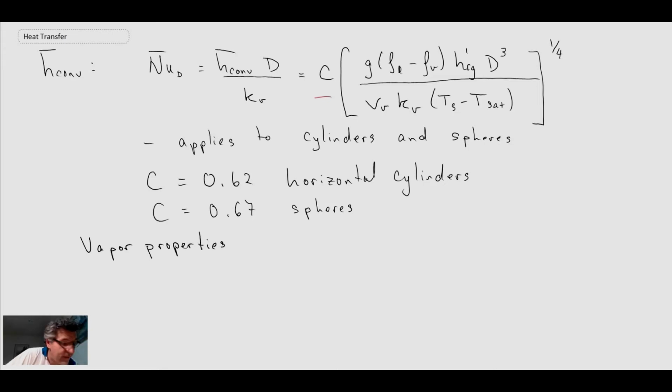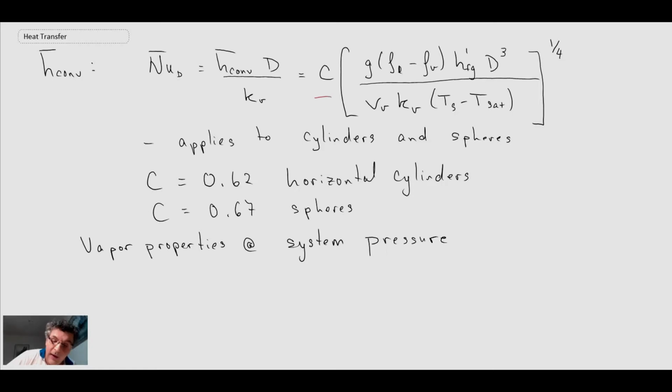And the reason why I say be careful about that is because if you're at atmospheric pressure and the temperature is, let's say, 400 Kelvin, 500 Kelvin, something like that, you need to have a table that would have the properties of steam, or vapor in this case, at that high temperature and at atmospheric pressure.